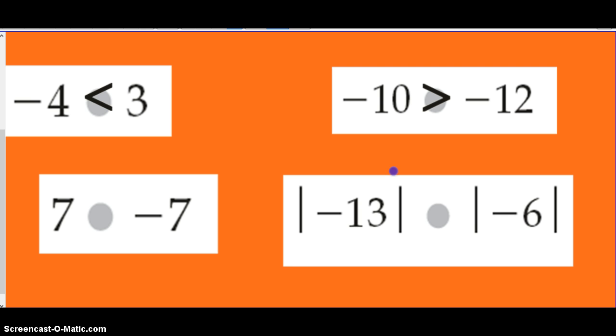If you think of it, -13 is 13 spaces away from 0. -6 would be 6 spaces away from 0. So as we're looking at this problem of the absolute value of -13 and the absolute value of -6, 13 is greater than 6. Therefore, the correct answer for this one would be the greater than sign. The absolute value of -13 is greater than the absolute value of -6.